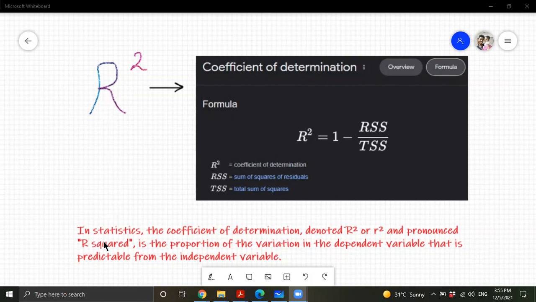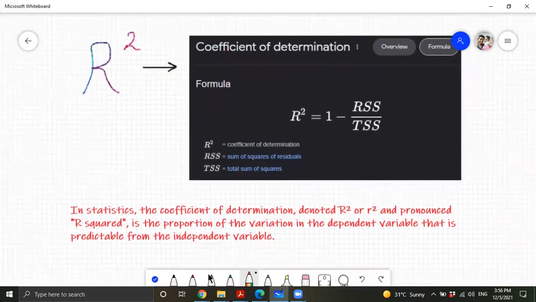In statistics or in machine learning, the coefficient of determination, denoted r square and pronounced r square, is the proportion of the variation in the dependent variable that is predictable from the independent variable, right? This is the basic definition. So let me try to explain it in a nice manner.